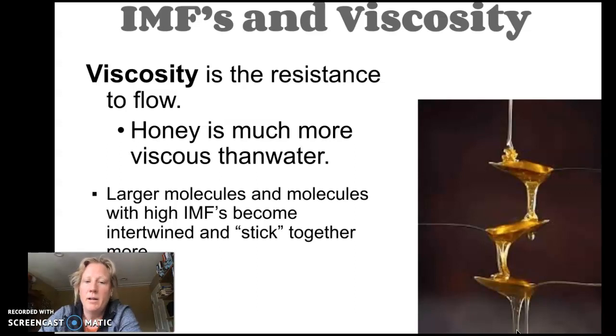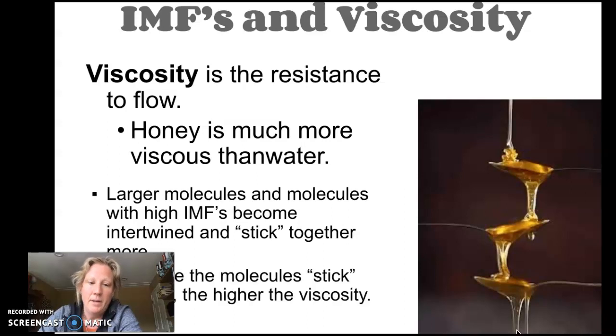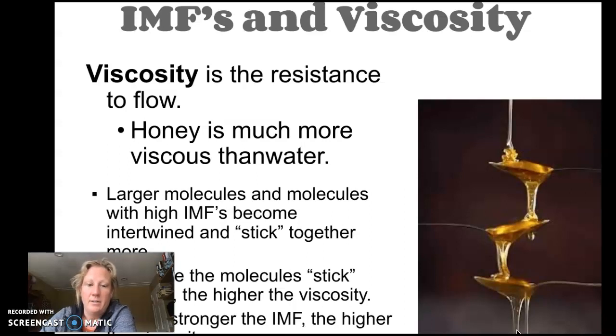That's because the larger molecules of the honey will tend to form more IMFs. Also, because they're so long and big, they kind of intertwine and stick to each other, which makes them more likely to not slide past one another. When they're flowing, they have to be breaking those IMFs continually to pass by one another, so they're less able to do that. The more they stick together, the higher that viscosity is. Again, that's based on the strengths of the IMFs, because these are big, big molecules.